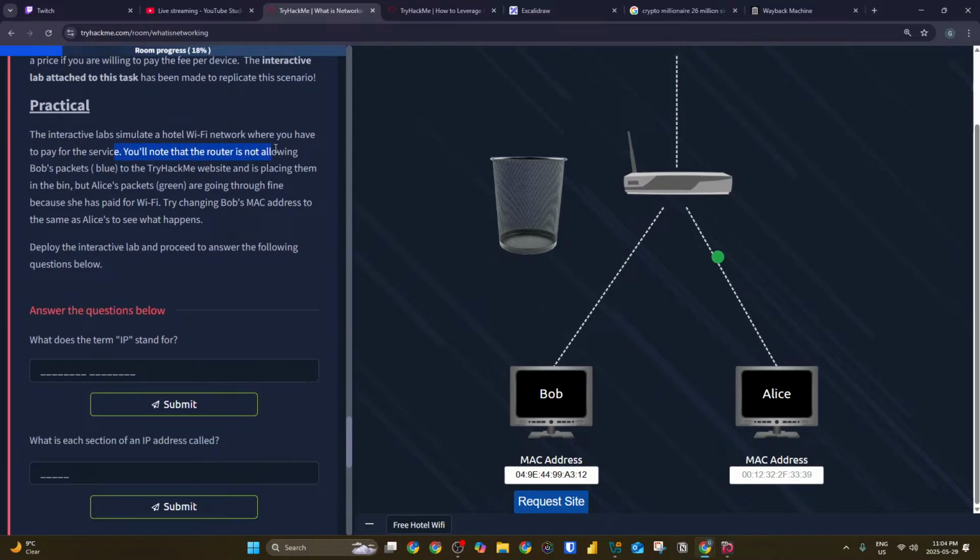So you will note that the router is allowing Bob's blue packets to the TryHackMe website and is placing them in the bin, but Alice's green ones are going through fine because they are paid for Wi-Fi. Try changing Bob's MAC address to the same as Alice's to see what happens. Deploy the interactive lab and proceed to answer the following questions.